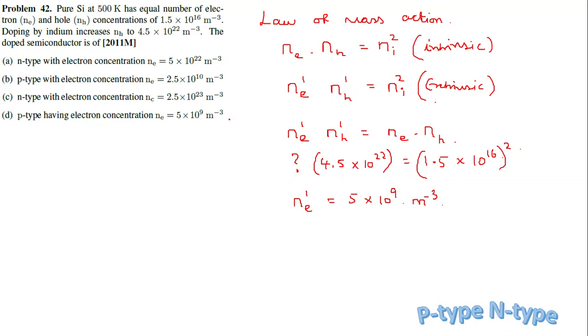So that means this should be the correct answer. Obviously you can see that the number of holes is this much and the number of electrons is this much. So you can see that this is much less than NH. That means it must be a p-type material. Okay, so that means this is also correct. So this should be the correct answer.